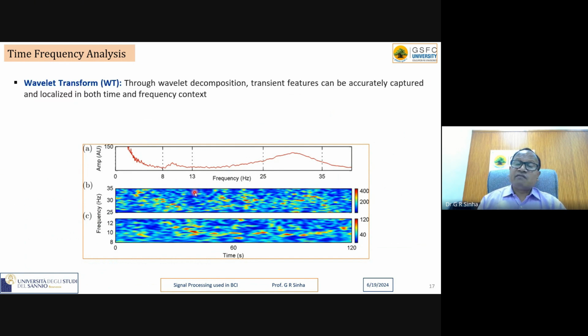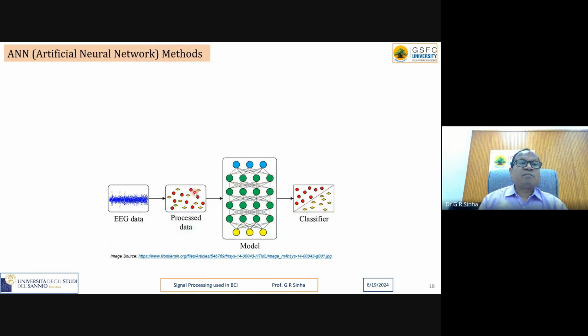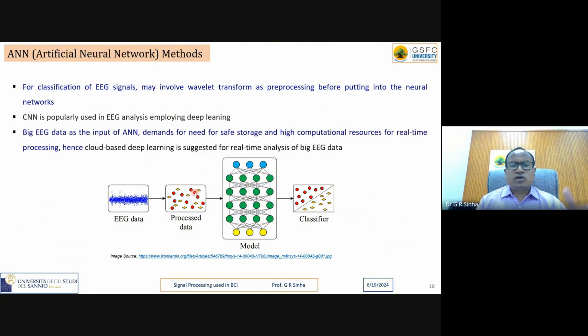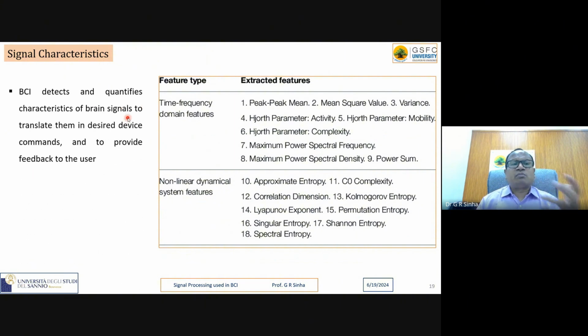And what is the name of time frequency analysis? We use the wavelet transform that gives us spatial as well as temporal results. And then we can use ANN, and we can classify the signal in a proper way. These are the attributes: peak to peak, mean square value, variance value, maximum power spectral density. All these linear and non-linear parameters can be used to train the model.